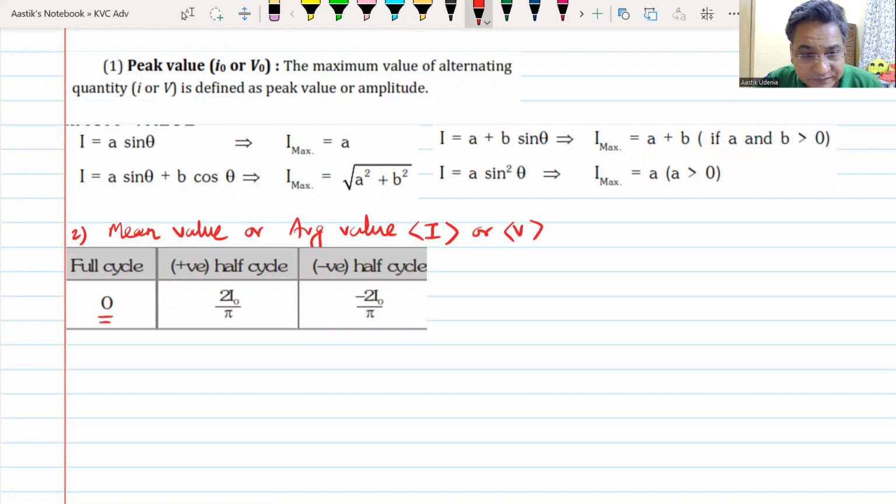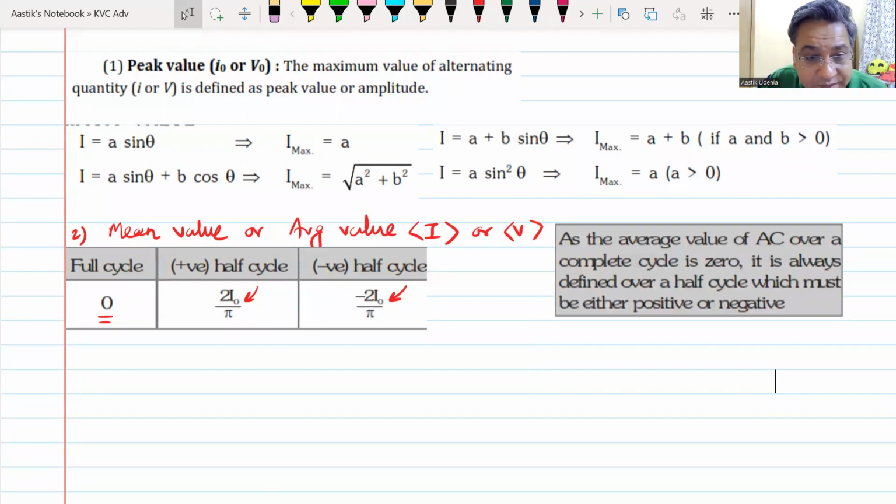If it is asked, what is the average value over the positive cycle? Over the positive cycle, the average value is this one, and the value over the negative cycle is minus 2 I naught by pi. Remember that. Whenever anyone is asking you the average value of AC, he is always asking you the value over half of the cycle, because over the complete cycle, the average value of AC will always turn out to be 0. Do we understand this?